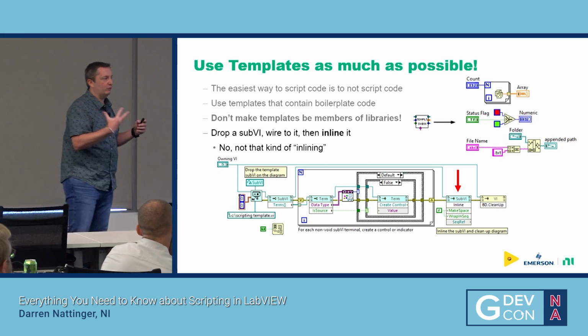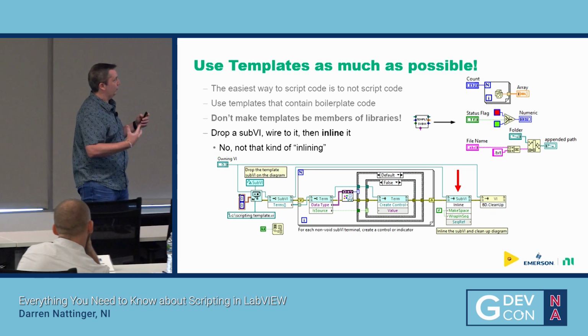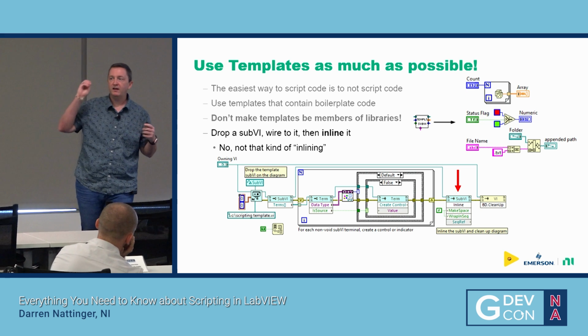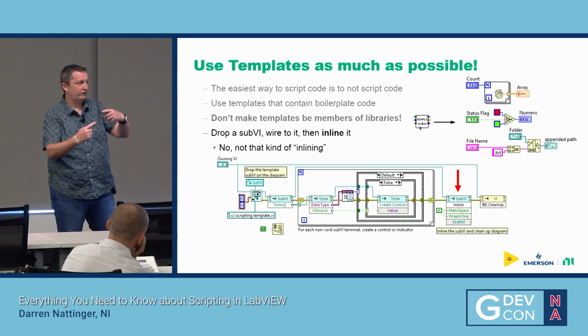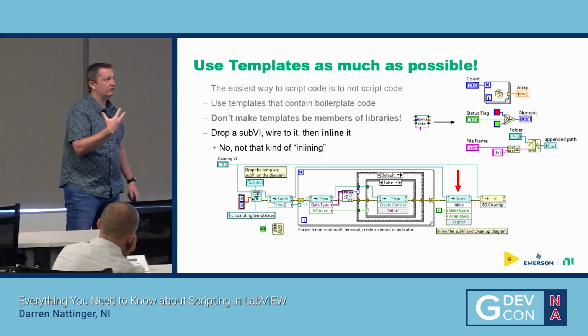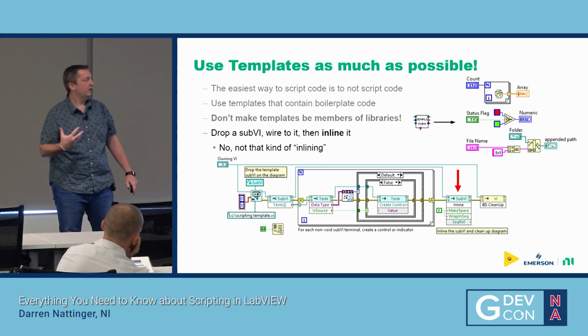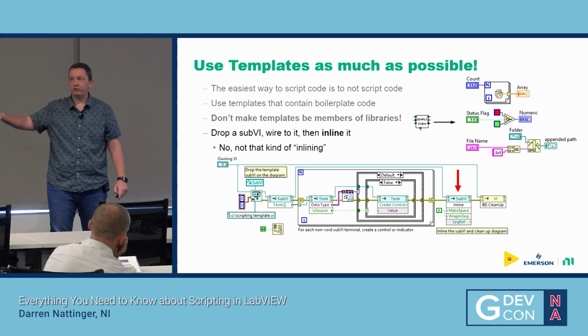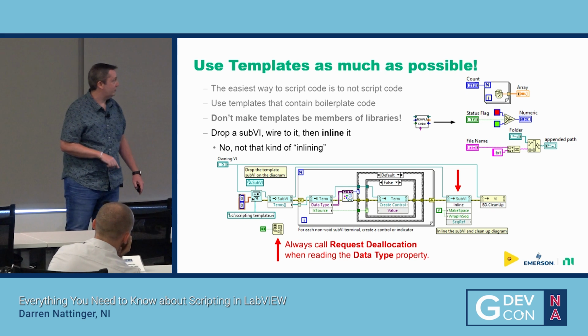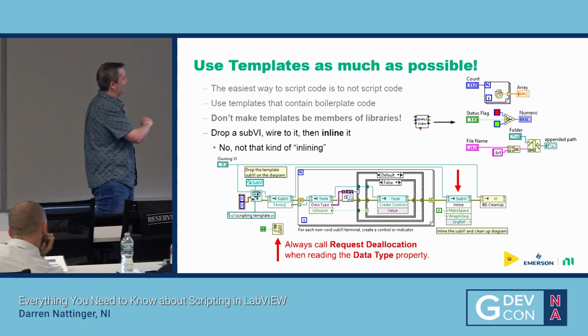So see the code on the right? That would be kind of a pain to script, the for loop and the select and all that stuff. But if I can have all that stuff sitting in a sub-VI, I can drop the sub-VI, wire to its inputs and outputs, and then inline that sub-VI, and it'll explode it, and you'll see all the contents. Much easier way to do a lot of scripting than having to create every single object yourself. Templatize as much as you possibly can. The request deallocation function is always going to be in any scripting code that calls the data type property, otherwise you might crash LabVIEW.